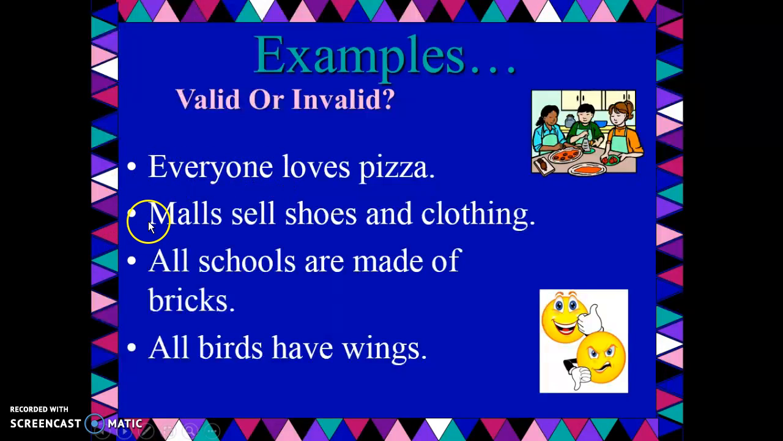Let's look at the second one. Malls sell shoes and clothing. Now, there's no keyword here. There's no everyone. There's no all. So we can assume, knowing from our own experience, if you've ever been to a mall, most malls do sell shoes and clothing. So the implied meaning here is that most malls sell shoes and clothing. You might say that the implied meaning is all, but since the word is not there, that makes this statement a valid statement. This is a valid generalization.